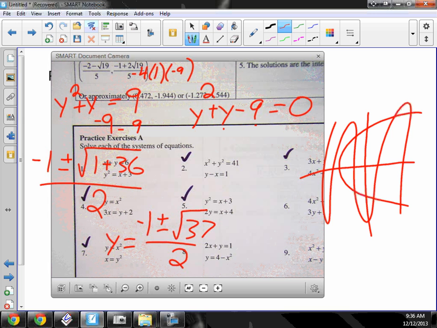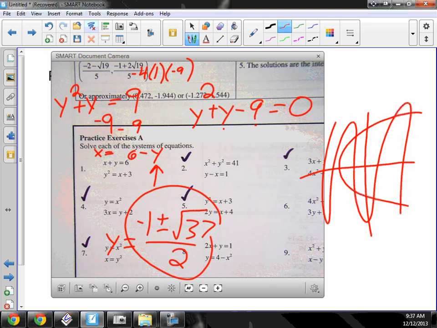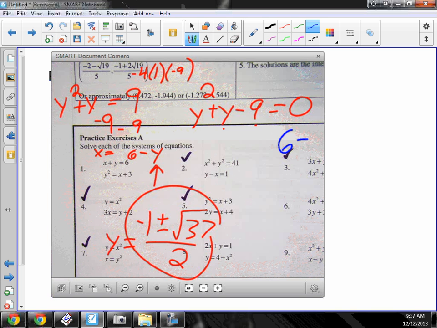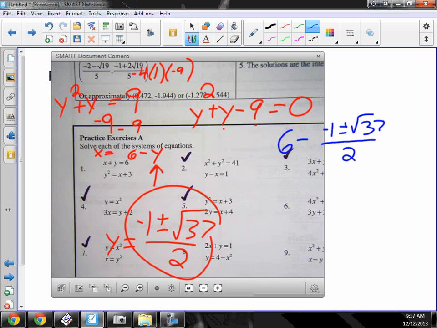How do I find the x values? Plug it back in. So if I look at these equations right here, I want x equals y plus 6, or 6 plus, minus y. So I need to stick this terrible answer in for y, which is not as hard as you might think. So 6 minus negative 1 plus or minus the square root of 37 over 2. Well, how do I take 6 and subtract a fraction from it? I make 6 a fraction.